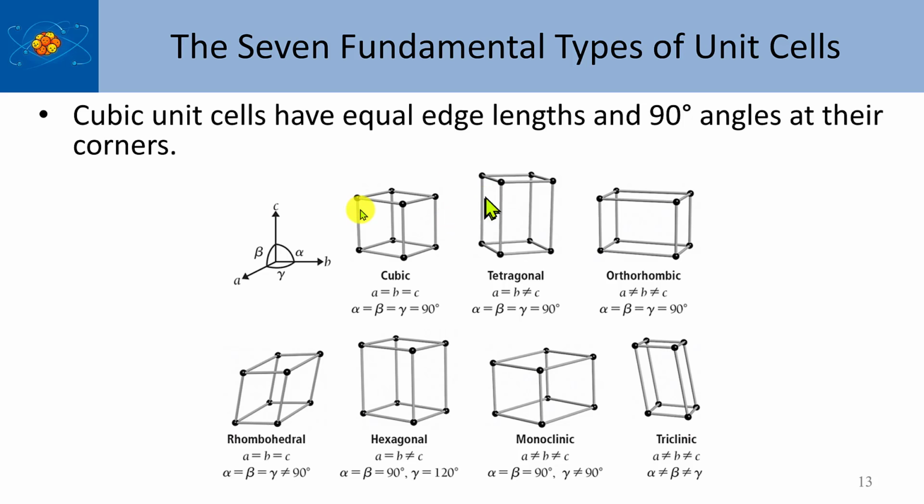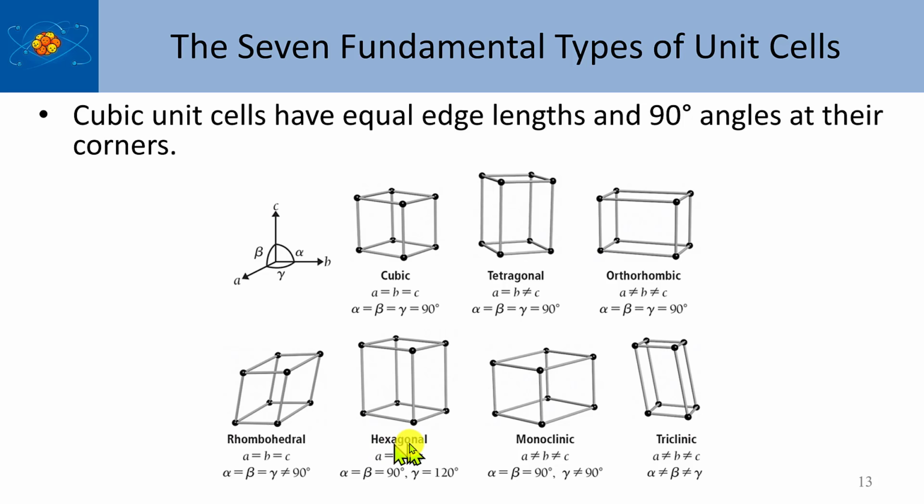In a tetragonal unit cell, all that means is that the angles are all 90 degrees, but one of the sides is longer than the other. And in an orthorhombic, none of the sides are equal to each other, but they're still at right angles to each other. And then rhombohedral, all the sides are the same, but one of the angles is not 90 degrees.